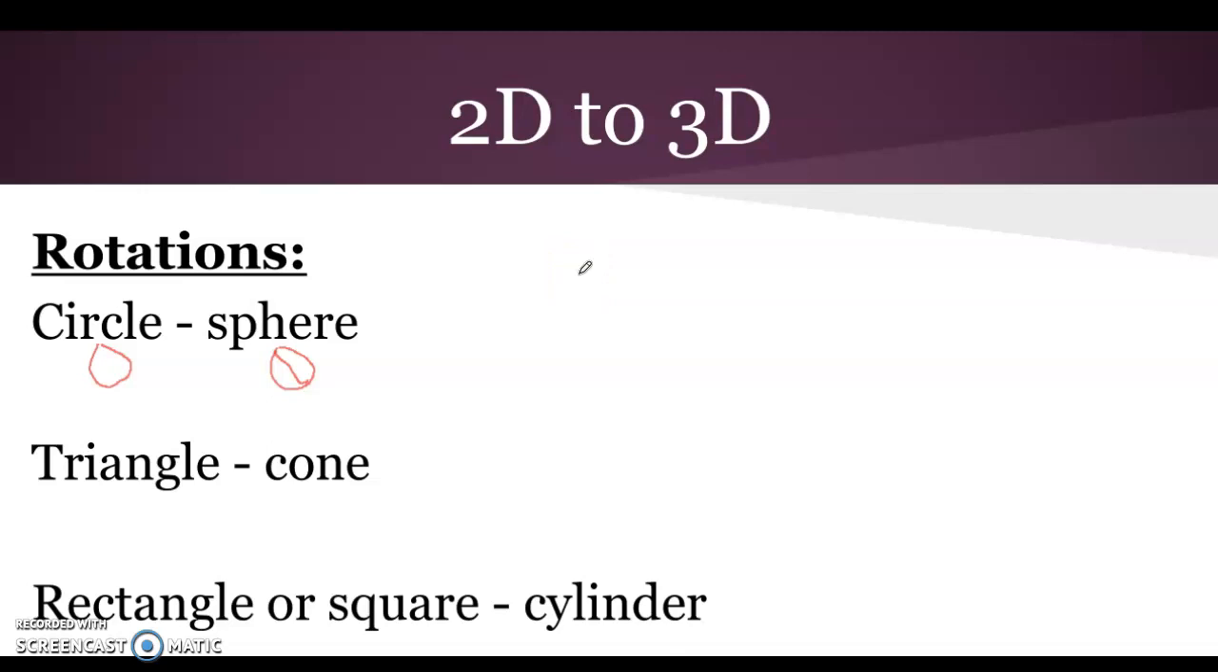When I take a triangle and I rotate that, I will get a cone. If I take a rectangle or a square, I will get a cylinder. Now what I'm going to do is attach below this video two websites that you can go on and play around with, to see what shape you get when you rotate each shape, and so forth.